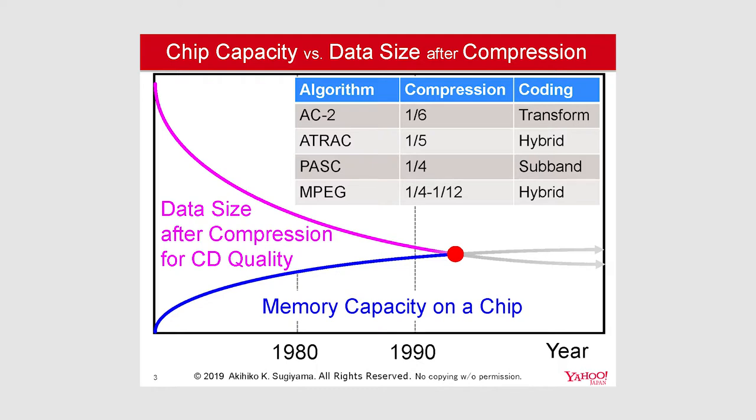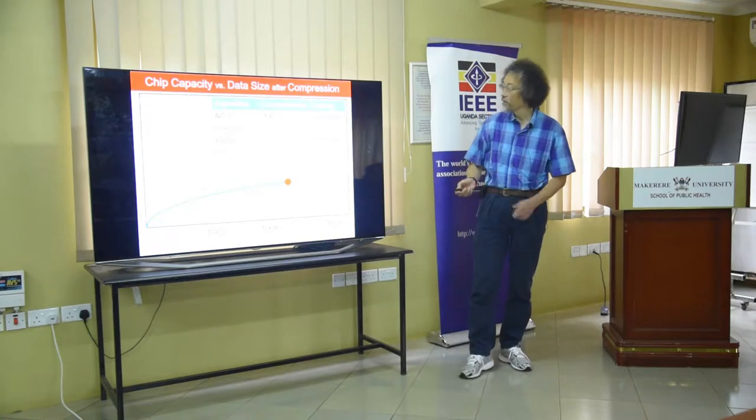What does it mean? It means that you can store the audio data after compression on a chip, not on any other media like compact disc or audio tape or anything else. So it's a chip. That means everything can be put on a chip. That's what this figure means.